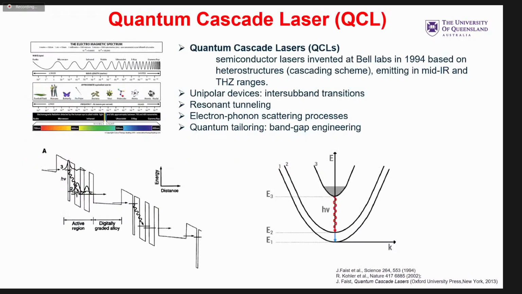So quantum cascade lasers are semiconductor lasers invented at the Bell Labs in 1994, and they can emit in the mid-IR and in the terahertz spectral ranges. They are unipolar devices because they are based on transitions between confined states in the conduction band, which are named subbands. And also they rely on resonant tunneling and electron-phonon scattering processes, and through band gap engineering, it is possible to tailor the emission properties of these lasers.